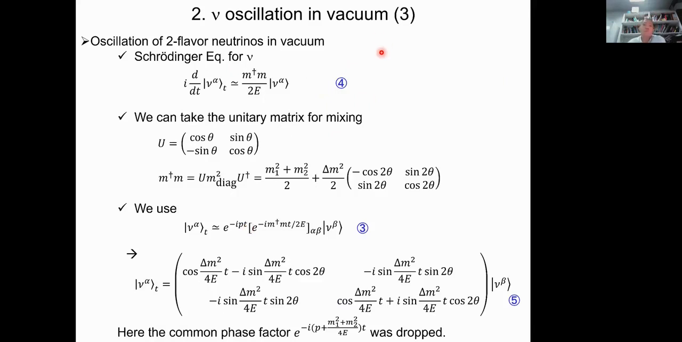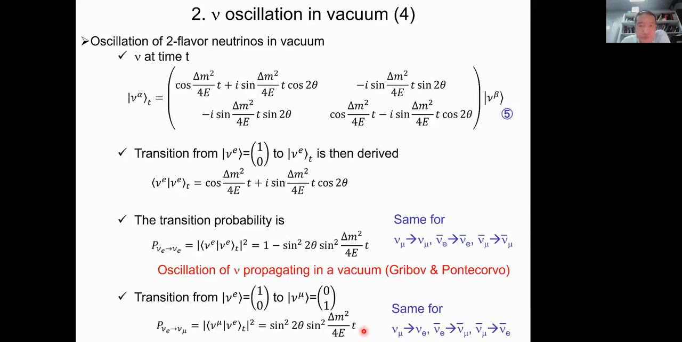Yes, this is the same equation. And we are now dealing with the two-flavor case. And let's take the unitary matrix as given by this equation. Then M dagger M becomes this form. And we use the previous equation 3 and use this equation. Then nu alpha at time t can be expressed by this equation. Again, the common phase factor was dropped. So this is the same equation.